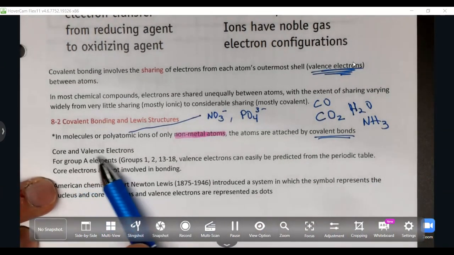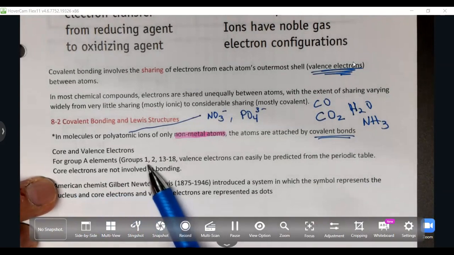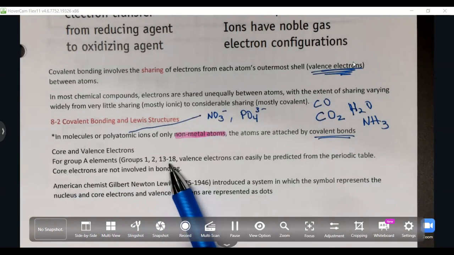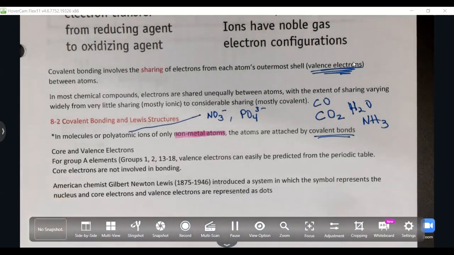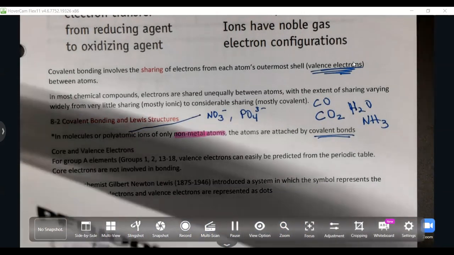Okay, core versus valence electrons. For group A elements, that's groups 1, 2, 13 through 18 as described in the textbook, but we're going to look at our periodic table on that. The valence electrons can easily be predicted from the periodic table. Core electrons are not involved in bonding. So that's what we just looked at.